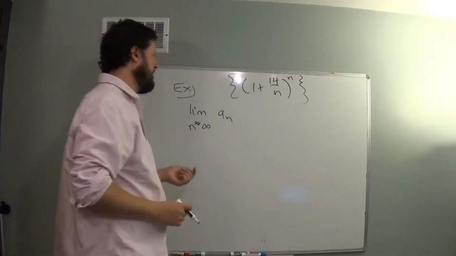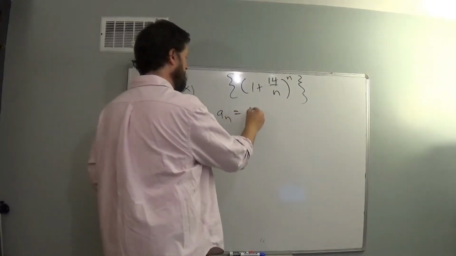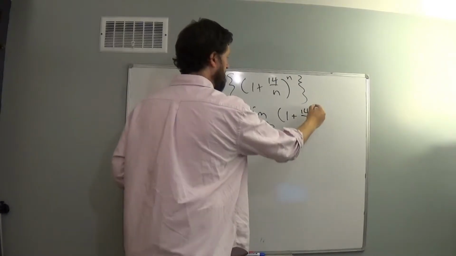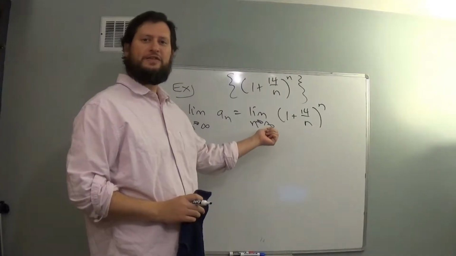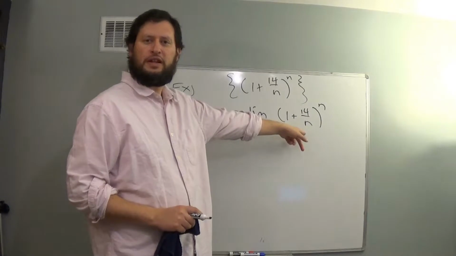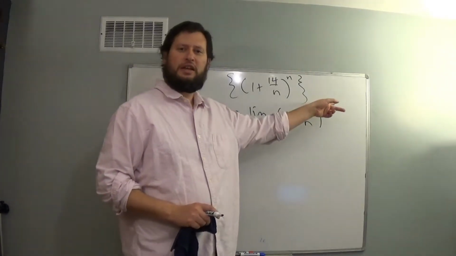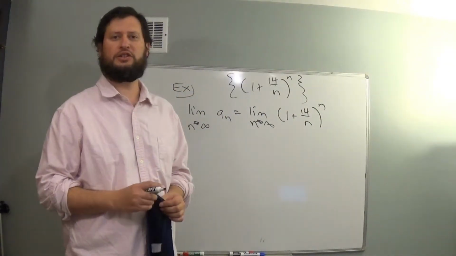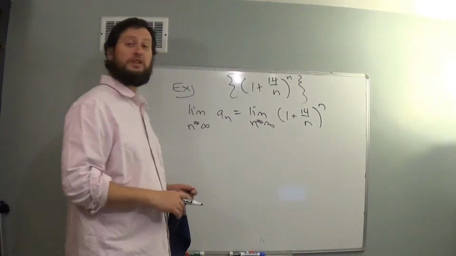Okay, so here's the idea. We'd like to calculate the limit of a_n, which will be the limit as n goes to infinity of (1 + 14/n)^n. The issue is that if I plug in infinity for n, I get something weird happening. I get 0 for 14 over infinity, so that's 1 plus 0 is 1, but then raised to the infinity. And infinity is weird when dealing with limits, and it doesn't always work exactly the way that you would like it to work. And so we have to take very great care in figuring out what happens.